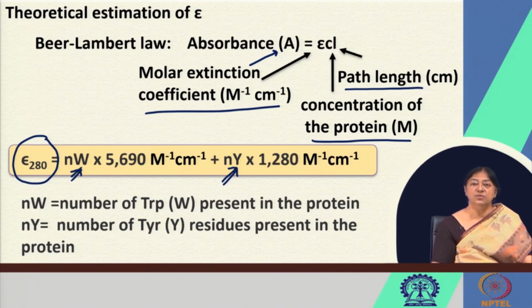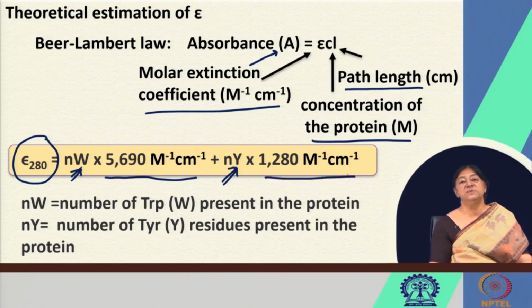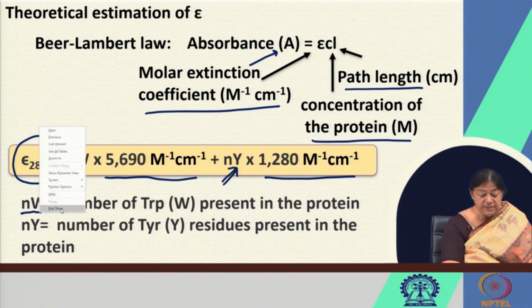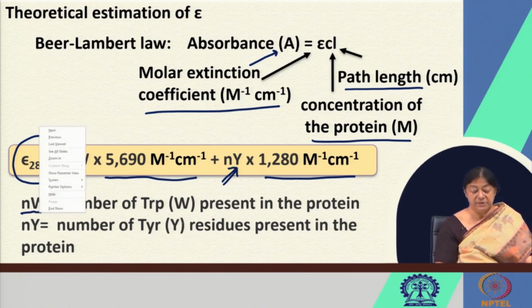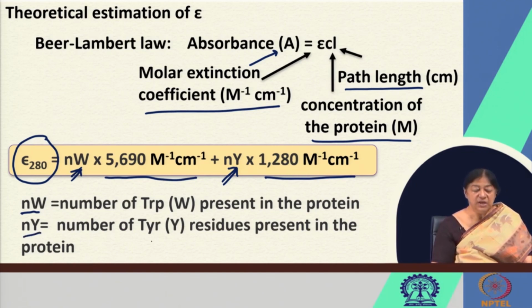Now, given the values we had for the extinction coefficients of the specific amino acids, these are additive values. So, if we have NW, the number of tryptophan residues present in the protein, and NY, the number of tyrosine residues in the protein, we can get an estimate of the value of this extinction coefficient, given that we know the number of tryptophans and the number of tyrosines.